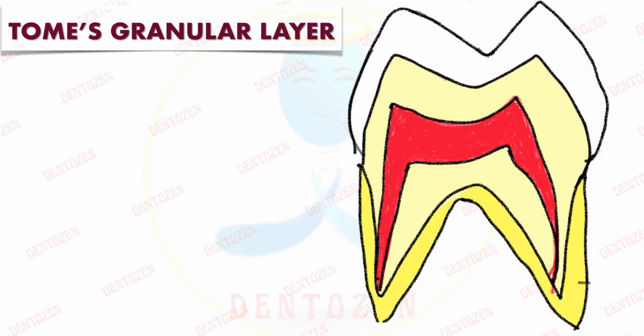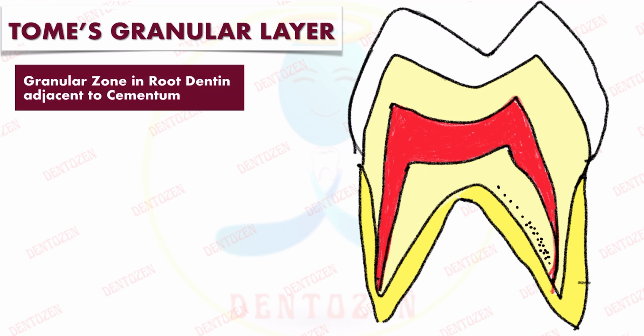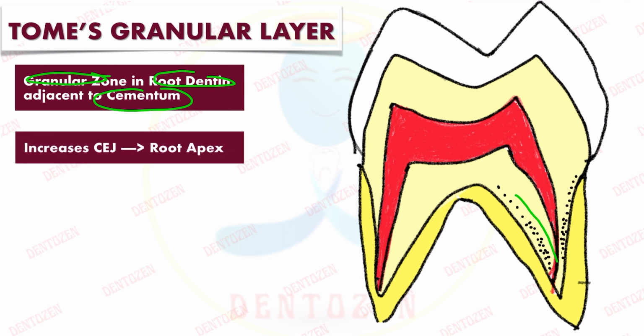Now we come to the third structure, Tomes' granular layer. As the word says, it is a granular zone and it is seen in the root dentin. Where in the root dentin? Just adjacent to cementum as we have drawn it here. So three things: granular zone, root dentin, next to cementum. So when we go from cemento-enamel junction to the root apex, this layer increases in thickness. So this is cemento-enamel junction. As we go from here towards the root apex, it increases in thickness.